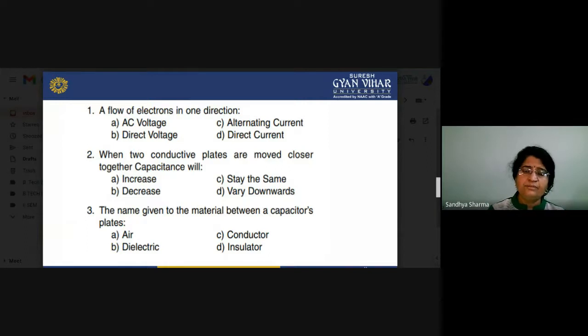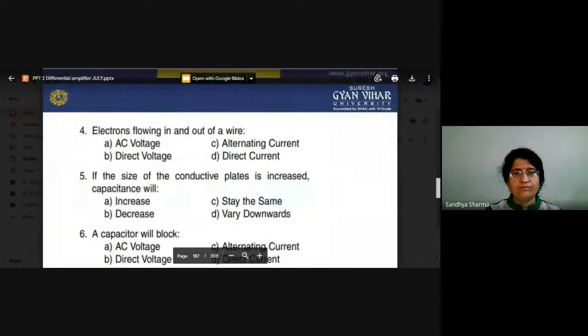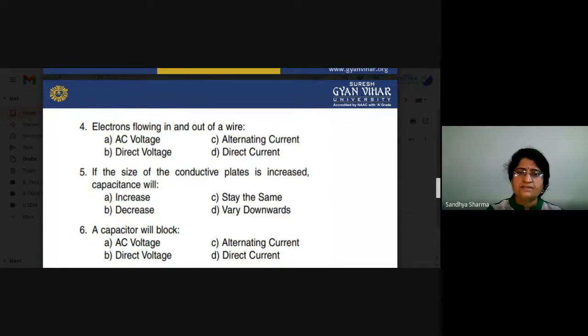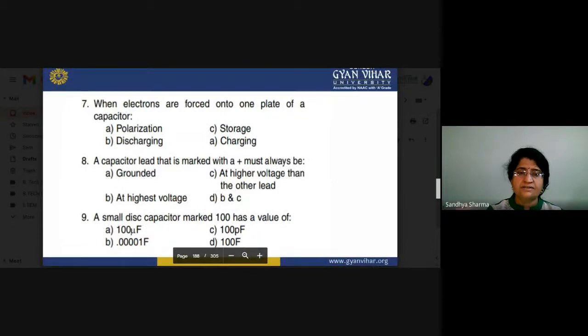The name given to the material between a capacitor: by which name will we call that particular material? And another one: the electrons flowing in or out of a wire. Now what will happen if the size of the conductive plates is increased? What will happen to the capacitance value? A capacitor will block AC voltage. So that is the role of a capacitor: which signals will be blocked and which signals will pass. The electrons are forced onto one plate of a capacitor. So what will happen when we are forcing?